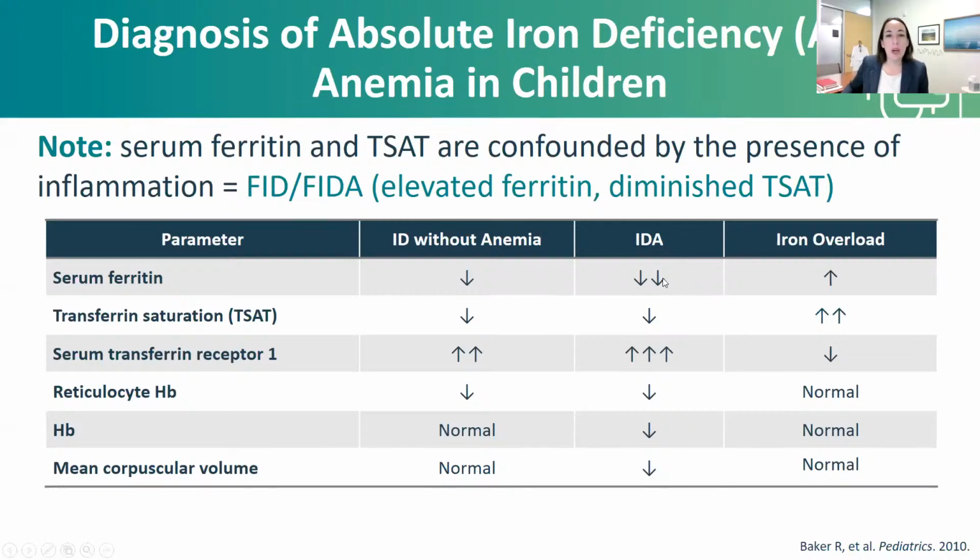So you get more severe, lower levels of ferritin, lower transferrin saturation. You get elevation in testing labs like the serum transferrin receptor or soluble transferrin receptor. And then eventually you'll see impact on the reticulocyte hemoglobin or the hemoglobin or MCV itself, which is in contrast to patients with iron overload who have normal CBCs and elevated ferritin and elevated transferrin saturations.